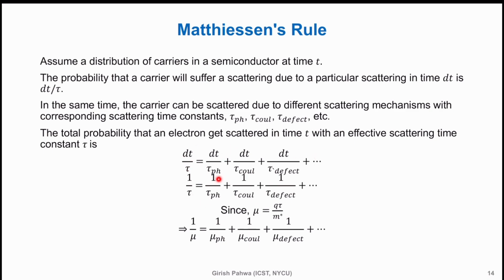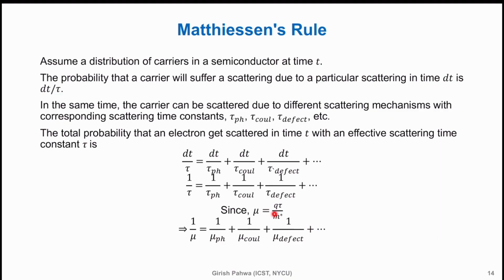1 by tau is equal to 1 by tau phonon plus 1 by tau Coulombic, and so on. And I know that mu is equal to q tau by m. So mu is proportional to tau, and q and m are constant. For one particular type of particle it is constant. Yes? So if tau follows this relation, mu will also follow it.